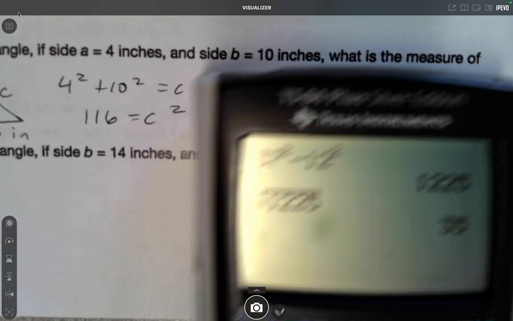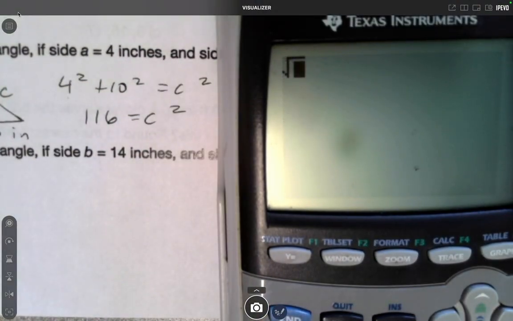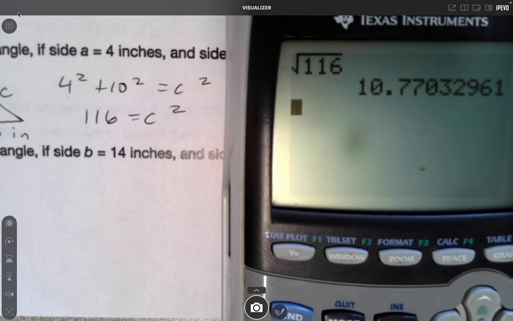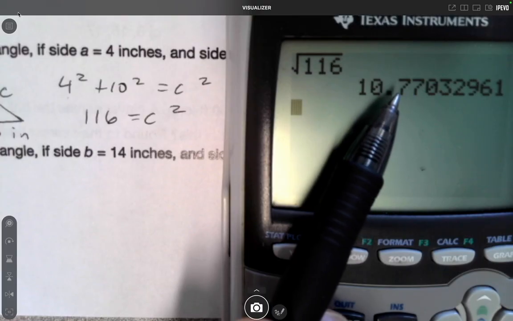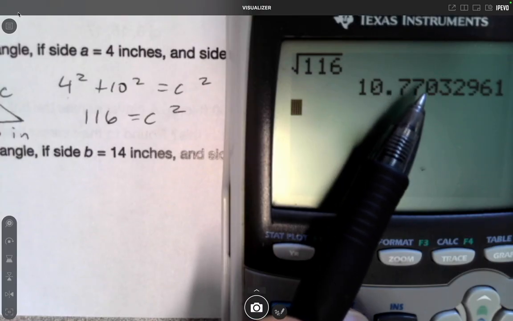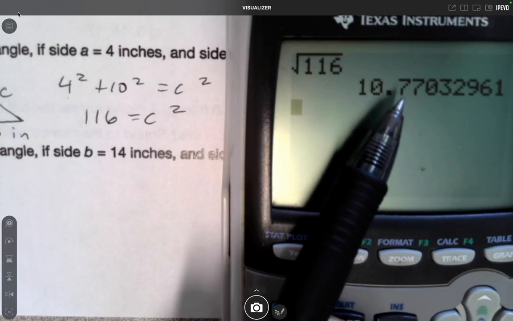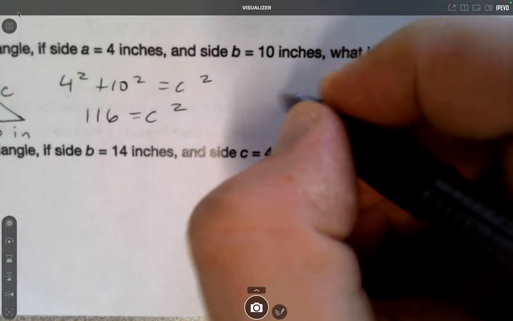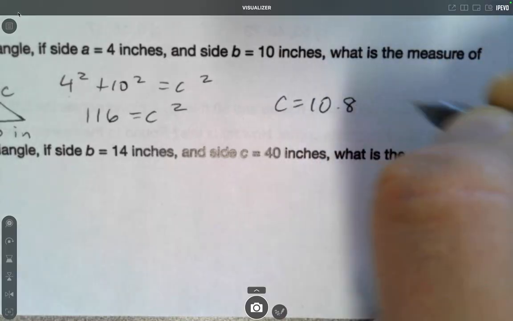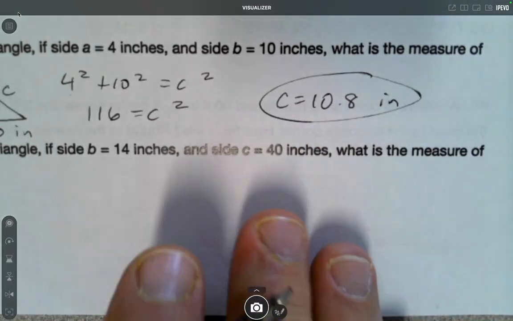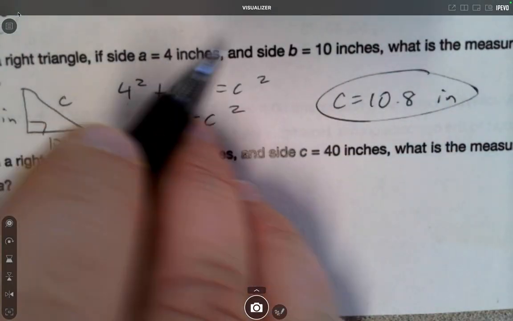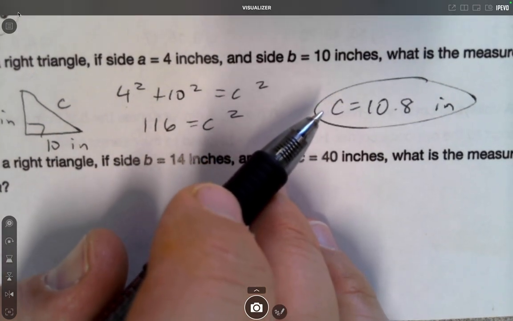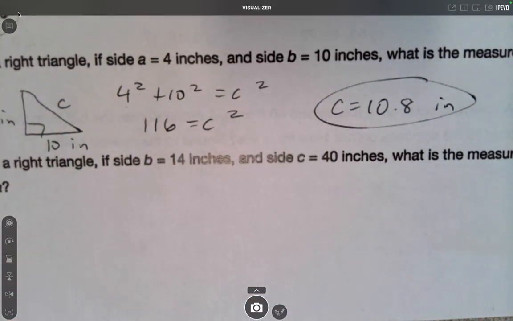But then we need to take the square root of both sides. So we'll take the square root of 116. And we round to the nearest tenth. So we look here, we're right now at 10.7, but the number after that is 5 or higher, so we should round this 7 to an 8 and say it is 10.8 inches. So they did not give us any units, number 1 and number 2, that's why I didn't bother. But here they did give us a unit. They said it's 4 inches and 10 inches. So we get 10.8 inches.